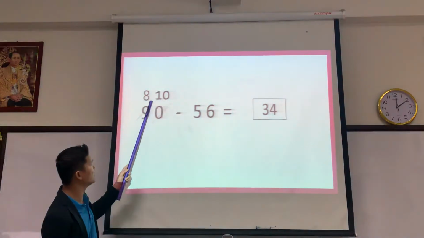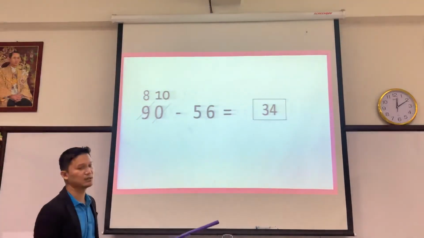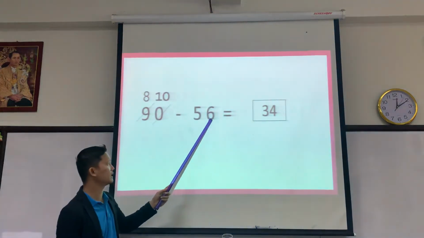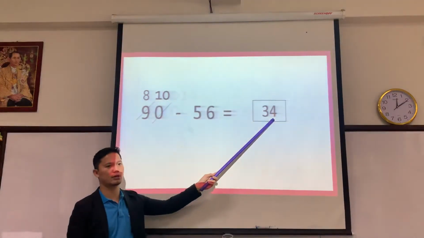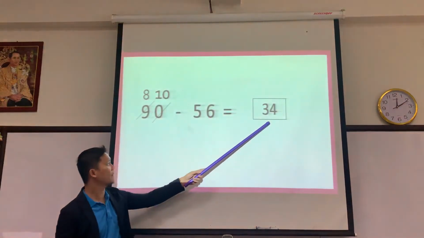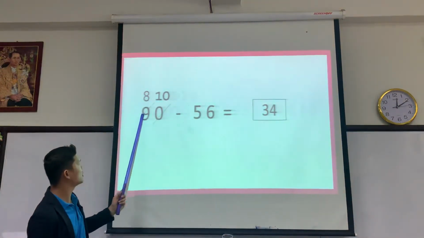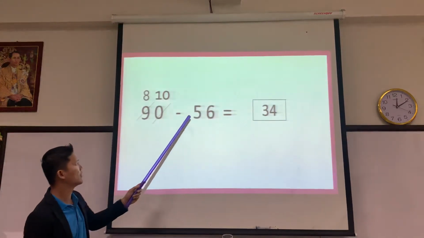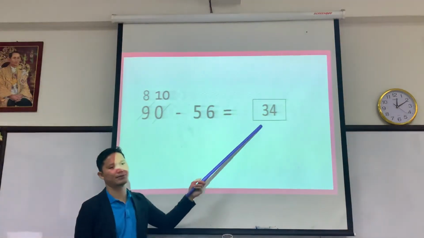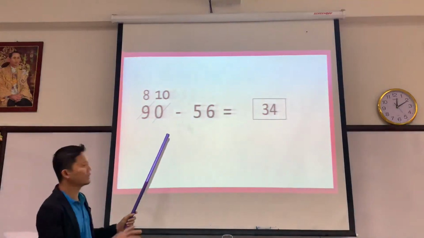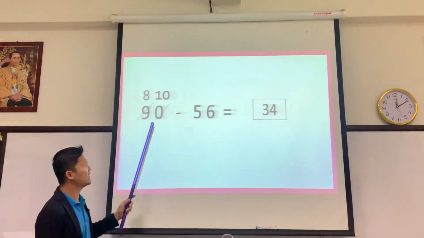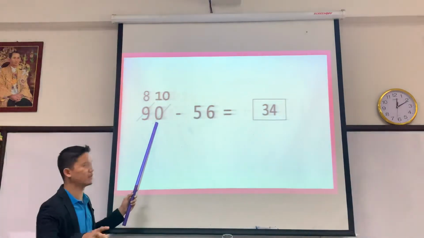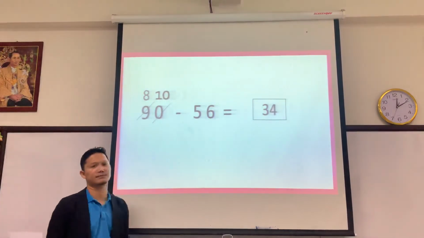So now we have the number to subtract. 10 minus 6 equals 4. You get it? Then we go to the tens place. We have here 8. 8 minus 5 equals 3. So that's how we subtract when the minuend has a 0, like this problem.